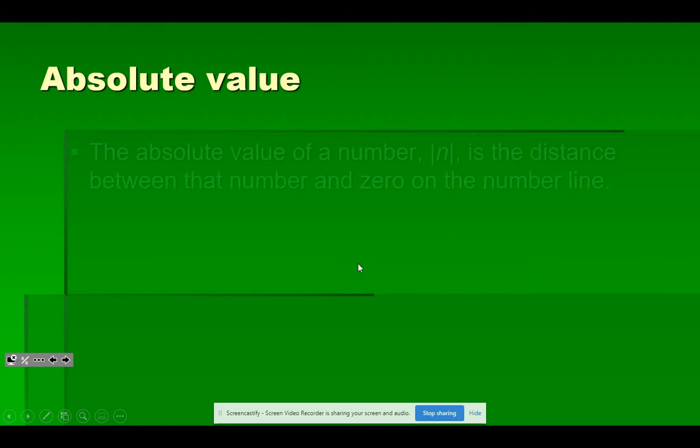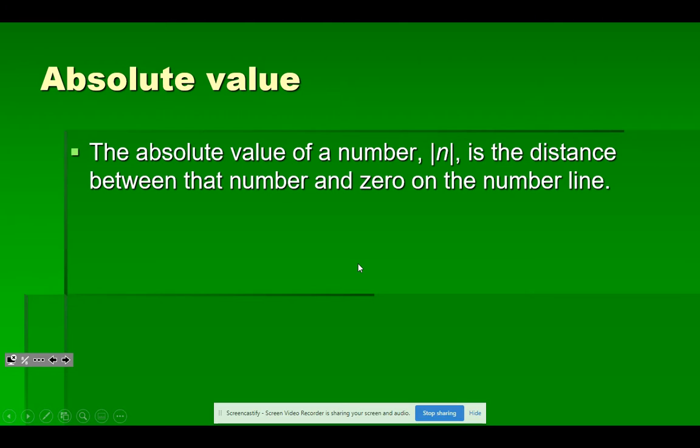And finally, just a review of absolute value. The absolute value of any number n is the distance between that number and 0 on the number line.